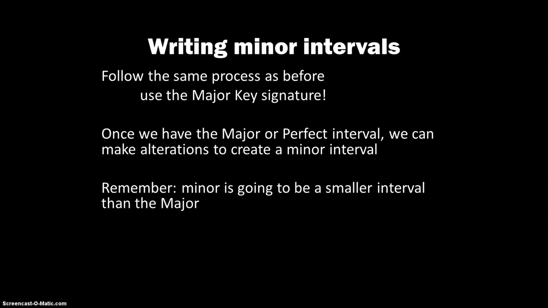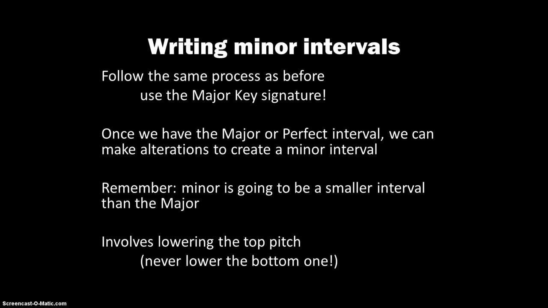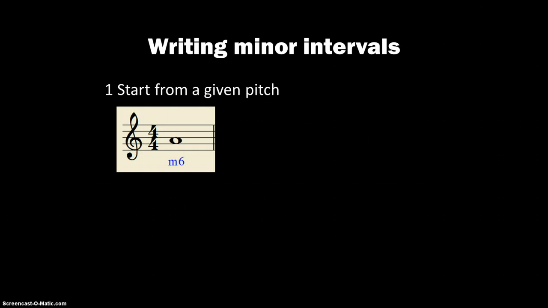Remember that a minor interval is going to be smaller than its major equivalent, so we're going to be lowering the top pitch. Okay? We never want to alter the bottom one that's been given to us. That'll throw things off. We want to alter the one that we're writing. Some kids get really screwed up on that by changing things around. So here we go. We've got an A written on the staff, and it's asking for a minor sixth. Note that it's a lowercase m. It's very important that you pay attention to those details.